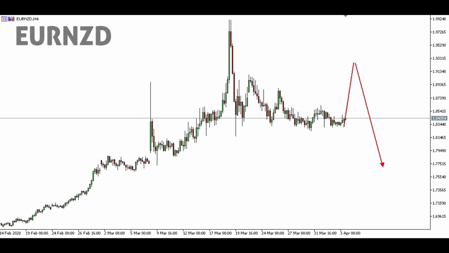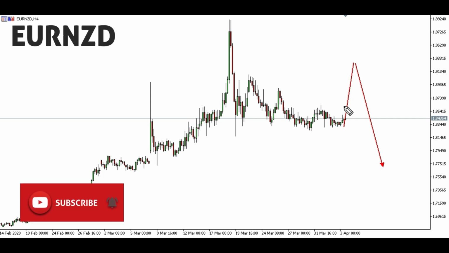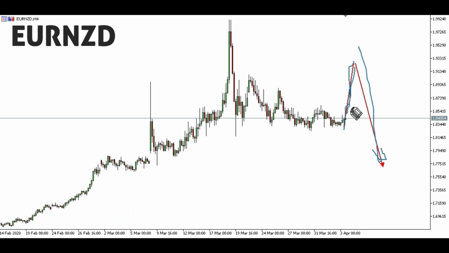Euro NZD, just like Euro AUD, we're expecting this sharp up here. If we get this sharp up here, we'll ignore it, then wait to trade this down move here. This is what we're expecting for Euro NZD. It's the same structure as Euro AUD. We're expecting one more last up, then we'll be trading the down move.